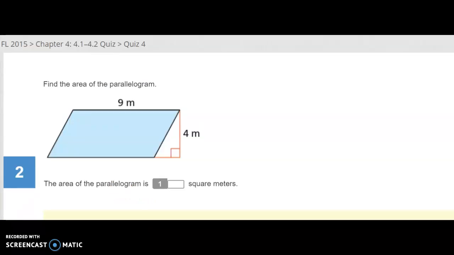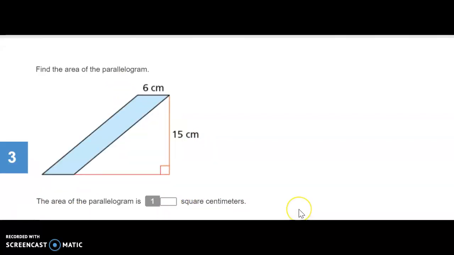So problem number 2 is, again, another parallelogram. And if we took this little corner right off here and we put it right over here, we would have a complete rectangle. So we would just take our multiplication of 9 times 4, and that would be how many square meters there would be. Simple.